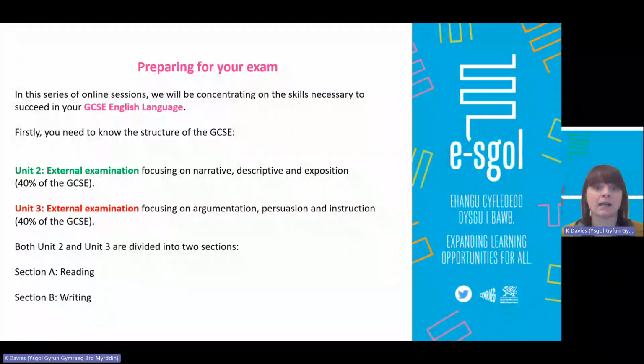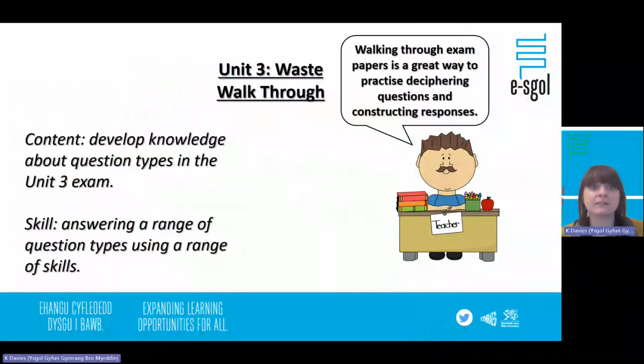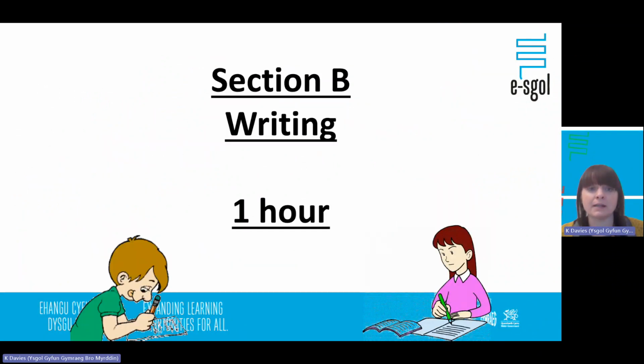So we're back again, looking at the Unit 3 part of the paper. The focus that we've got today is looking at the second section. After looking at Section A last week, we're going to be looking at Section B this week. So again, what we're looking at is developing your knowledge about question types in the exam, okay?